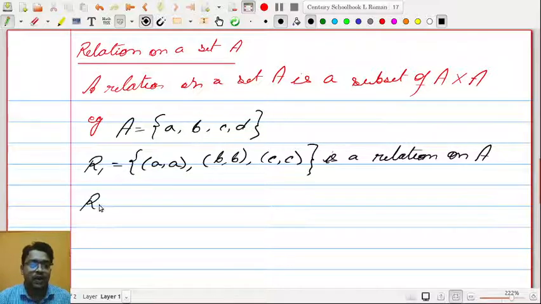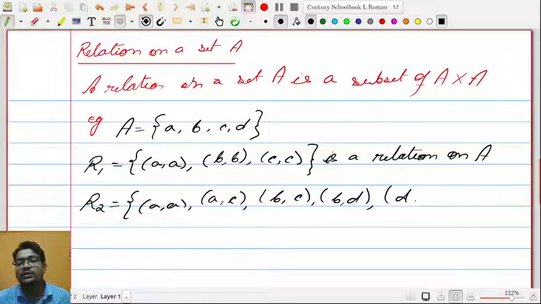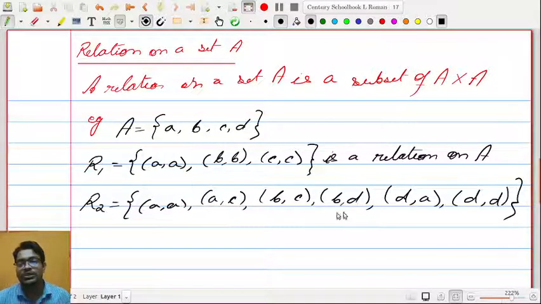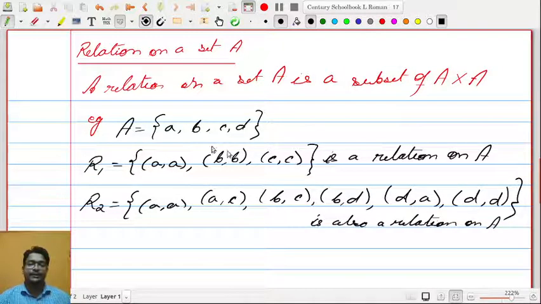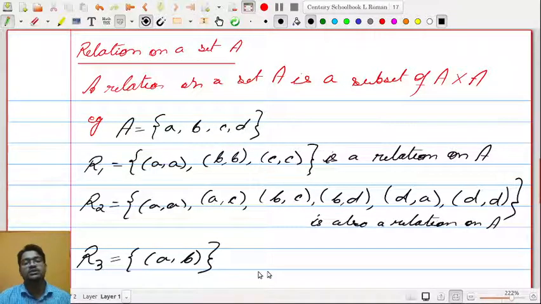Suppose I take another relation, R2: a paired with a, then a paired with c, then b paired with c, and b paired with d. Again I take something like d paired with a and d paired with itself. This is also a relation on A. Then we have something like R3. You take any subset, it is going to be a relation. So if I take a singleton subset, this is also a relation.